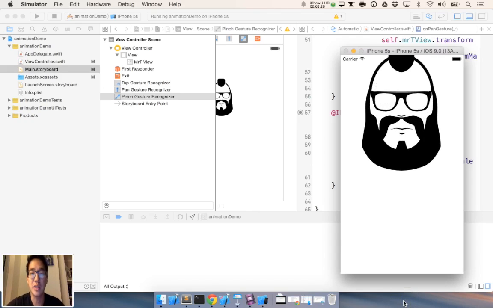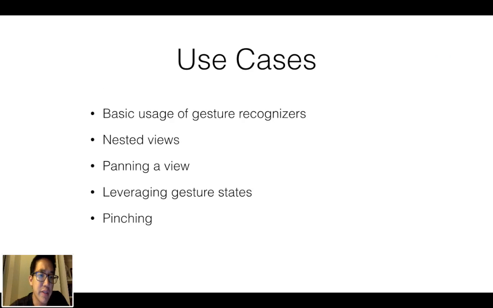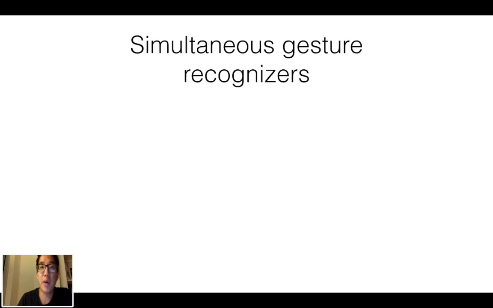So let's take a look at the next use case here. If we look at the final use case, it's rotation. I'm actually going to leave this as an exercise for the reader, but it's the same as pinching. You just drag a rotation gesture recognizer on and you look at the angle of rotation and you set a transform. Now the tricky thing is pinching and rotation together. So that brings me to my final point, which is simultaneous gesture recognizers.